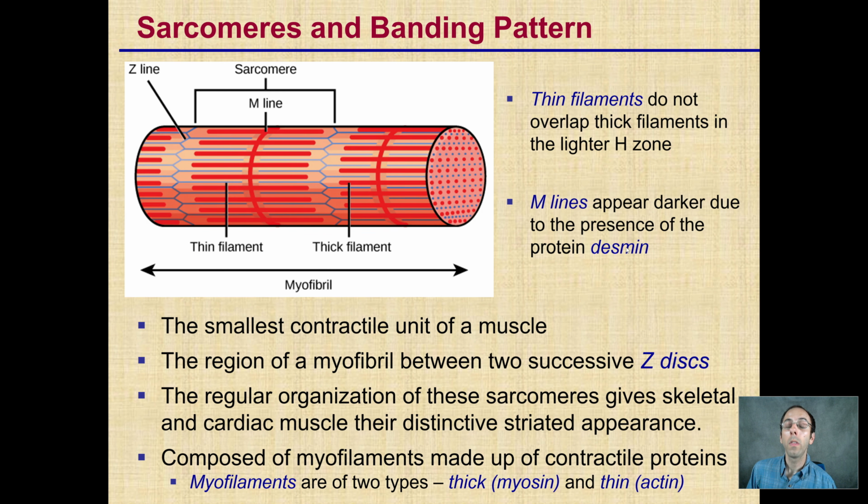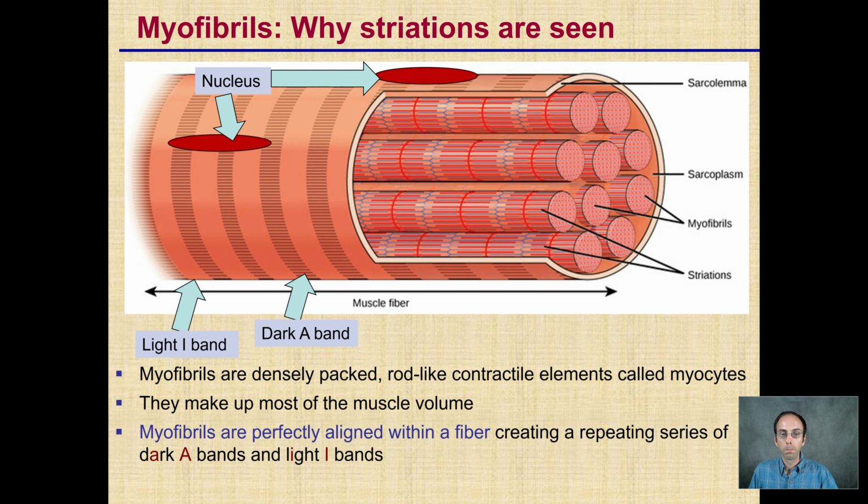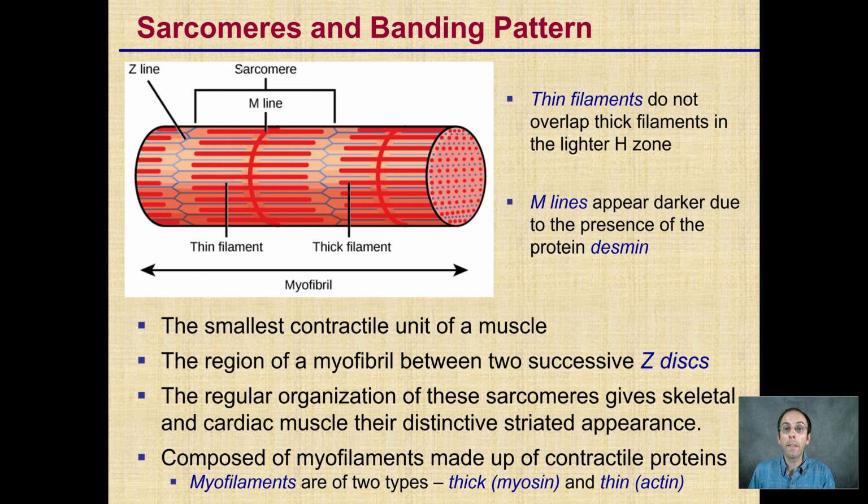Now, within this, we have the sarcomeres and the banding patterns. So now we're looking at one specific fiber here. They're composed of thin filaments that do not overlap thick filaments in the lighter H zone. So we have these overlapping here. So here we go into the sarcomeres and the banding pattern. We have thin filaments that do not overlap thick filaments in the lighter H zone.